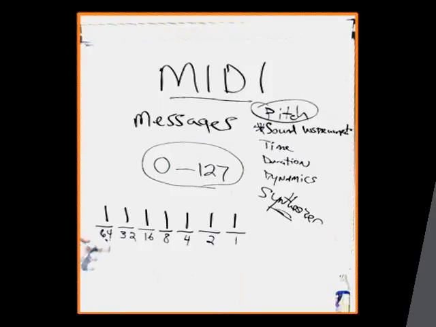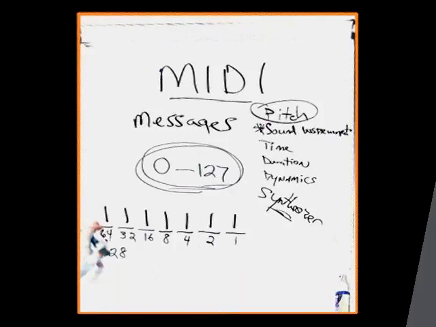128, right? So I have 128 options. Actually, one of the options is 0, so this is actually 127. So these are our values between 0 and 127, because the MIDI system is based on a 7-bit number. Okay, and the reason they chose to go with 7-bit is because they said, look, there's 88 keys on the piano, and this gives us 127.